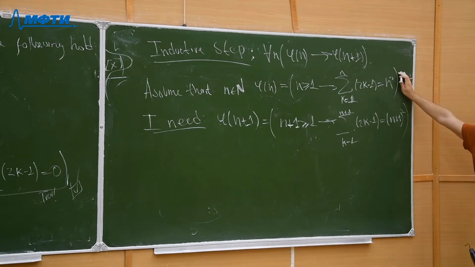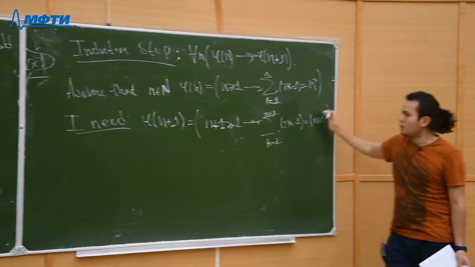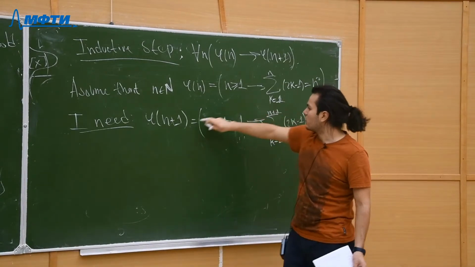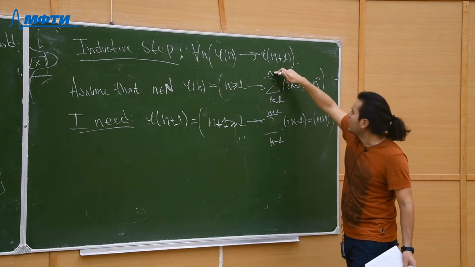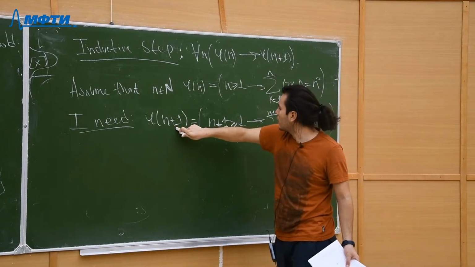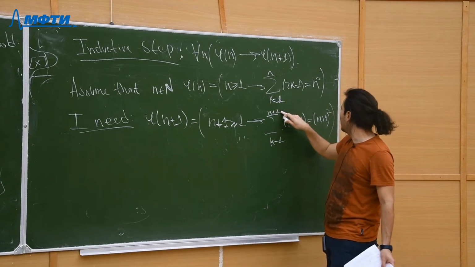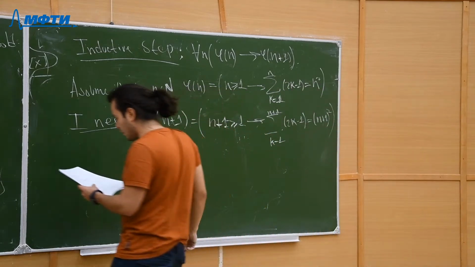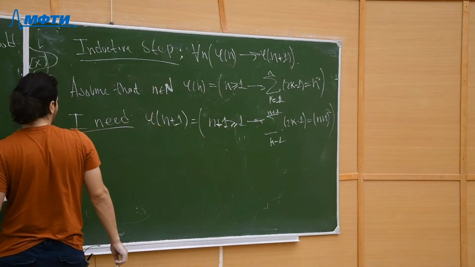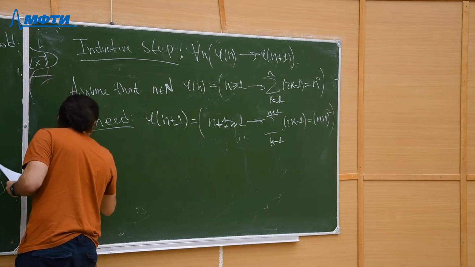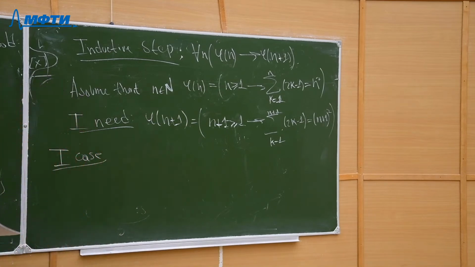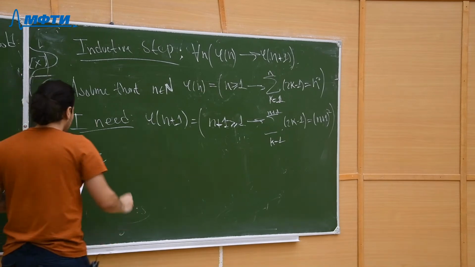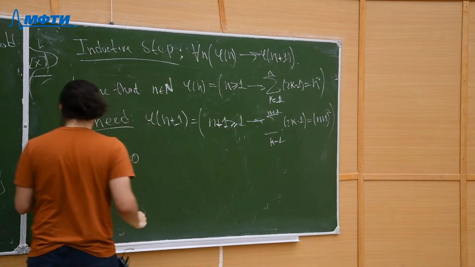So I assume that this is true, and I want to check that this is going to be true as well. Okay. So notice that here we have n, n, n, n, and here we have n plus 1, n plus 1, n plus 1, and n plus 1. This is important. Okay. So we have two cases. First case. What if n is equal to 0?